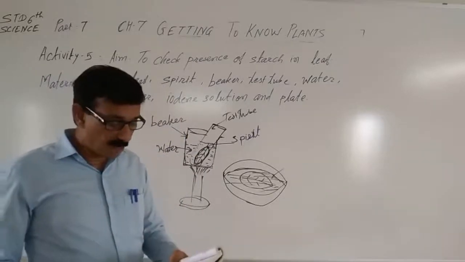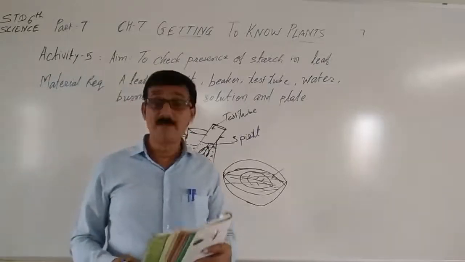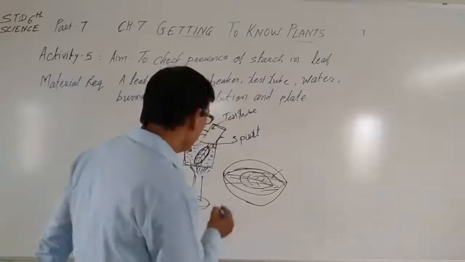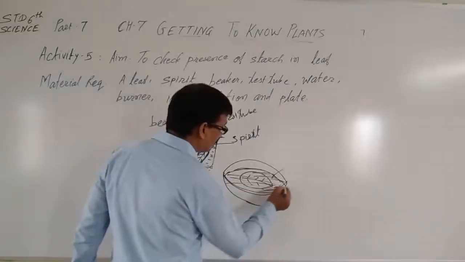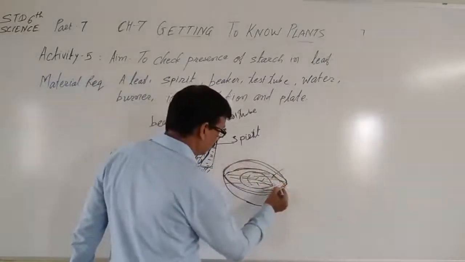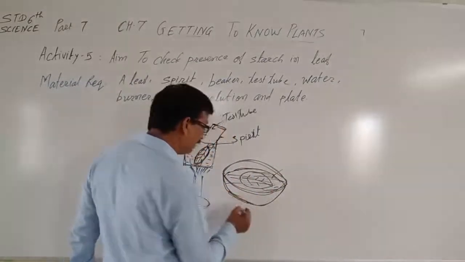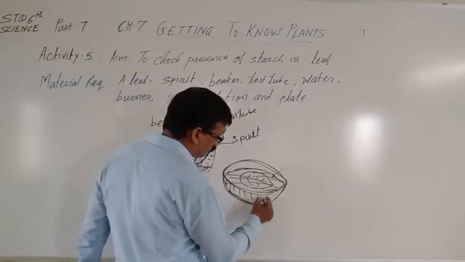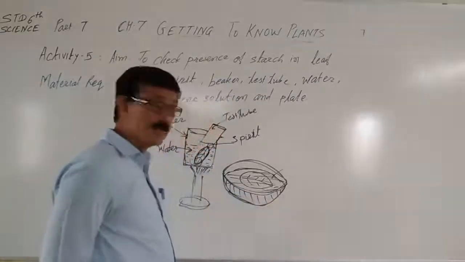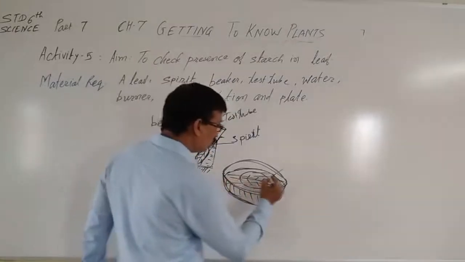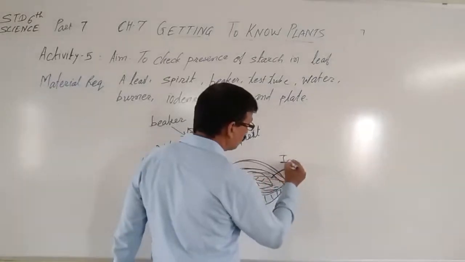Place it on a watch glass and pour some iodine solution on it. Now here you can see there is a watch glass. This is a watch glass. Or we can take a glass bowl also. Okay, this is a bowl. Now take some iodine solution. This is iodine solution.